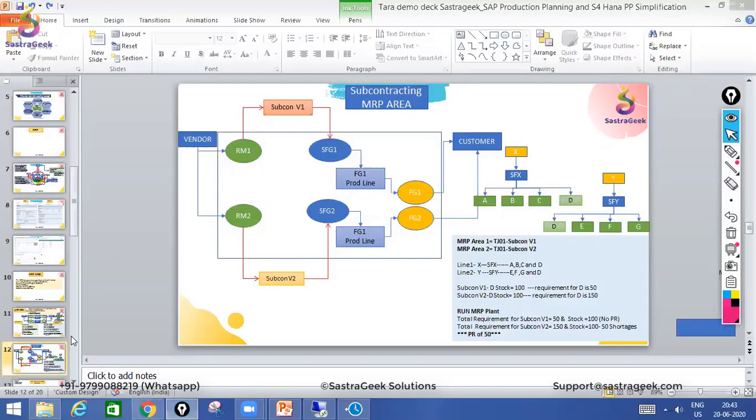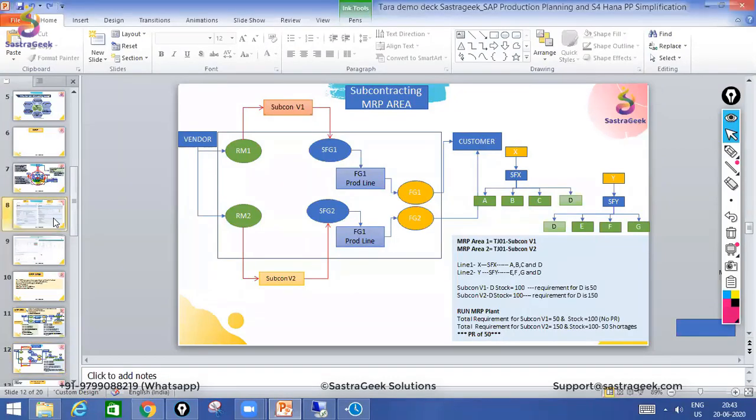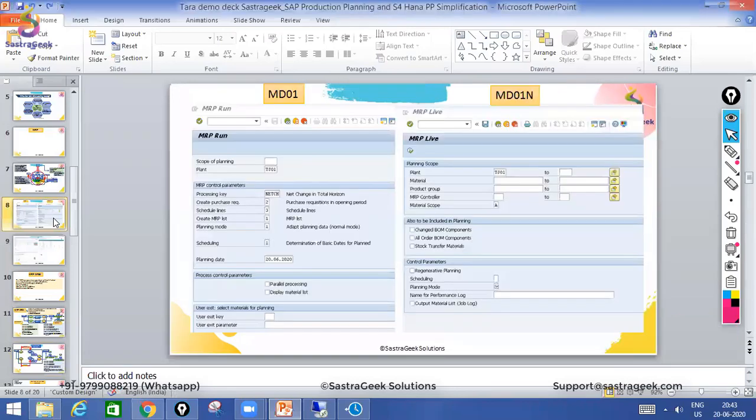Right? If you look at the MRP run screen, I'll go back to the earlier slide. Here I'm giving plant, material, product group, MRP controller, that's it. So within this plant, if I have created 5 storage location MRP areas and, let's say, 3 subcontractor MRP areas, those will automatically get considered inside. No need to run separately for that. So the planning will happen in this way.